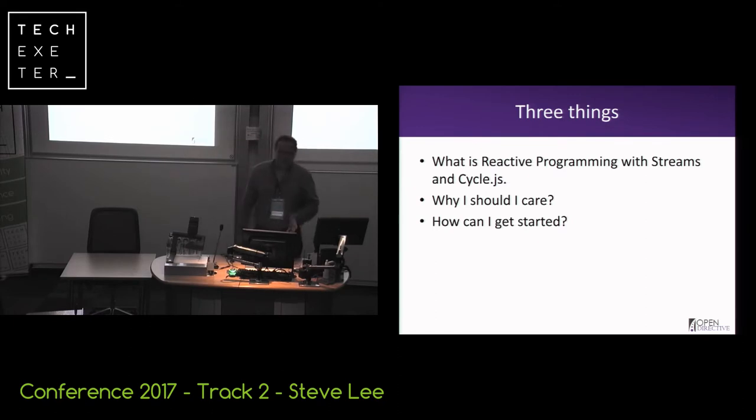So we've got to answer three questions here. I should say that if you've got any burning questions which are stopping you understanding, do interrupt me, although keep my main questions to the end. So we're going to cover what is reactive programming with streams and CycleJS. Some of you probably are pretty close to that already. Some of you haven't got a clue. I'm not sure I have. Why should I care about it, or should I be interested at all, and how can I get started?